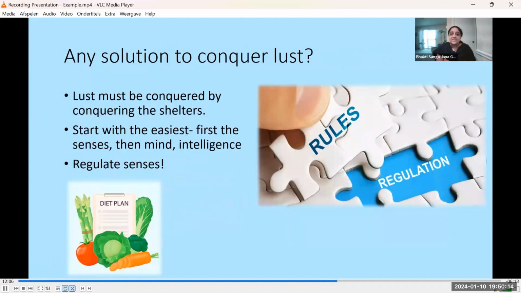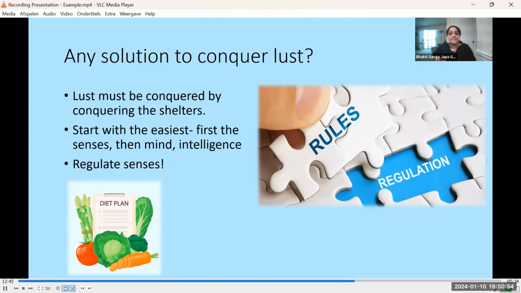Krishna says, lust must be conquered by conquering the shelters of lust. This is actually a very nice method. So if lust has taken shelter somewhere, first go and attack those shelter points. And Krishna tells us, start with the easiest. Don't go and attack the intelligence, then the mind, and then the senses. Go the other way around. It is easier to conquer your senses than to conquer the mind, than to conquer the intelligence. Intelligence is very difficult to control. Mind is also difficult to control. But the senses are the first things you must attack.